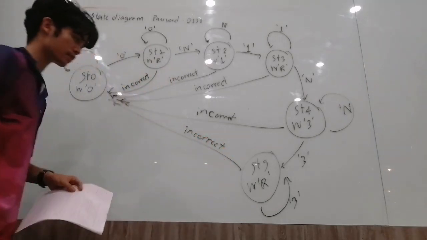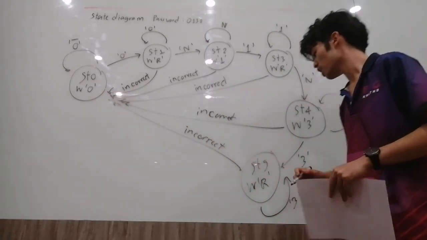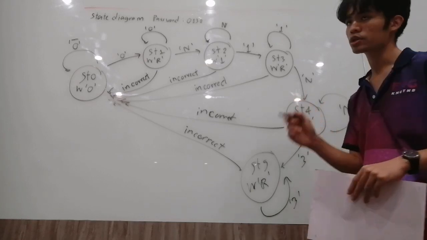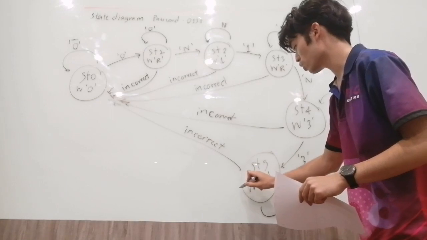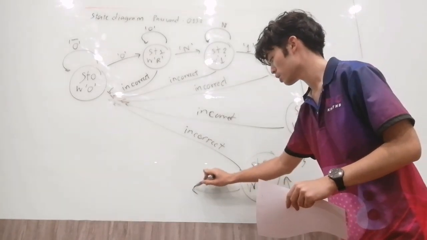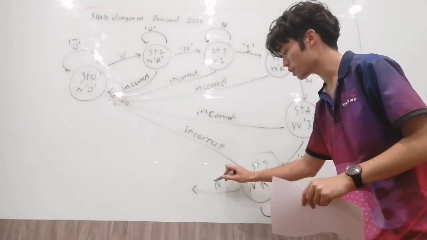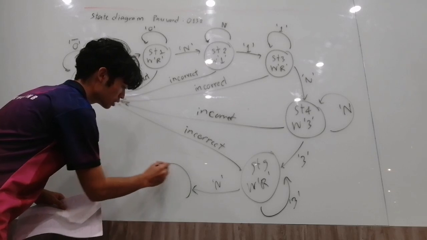Incorrect. When we release the button, button 3, it goes to the next state. Release is no press. Let's go to the next state. It is state 6.